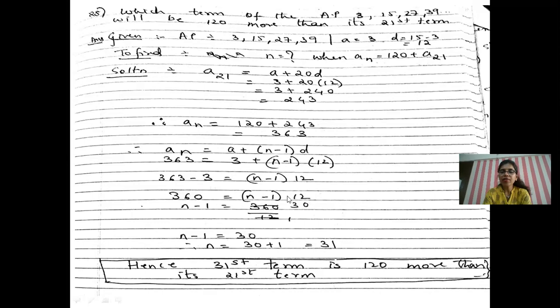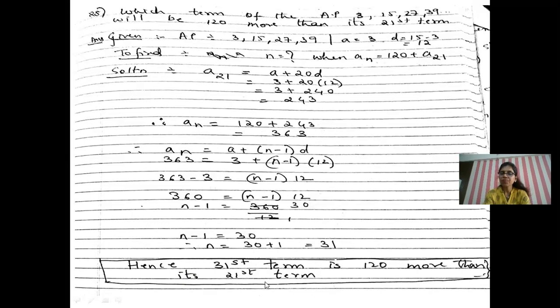Then we divide 360 by 12. So we get 30. Now we are bringing this minus 1 to the right side, so it becomes plus. And 30 plus 1 is 31. So like that, we get that the term which is 120 more than the 21st term is the 31st term. So our answer is the 31st term is 120 more than the 21st term.